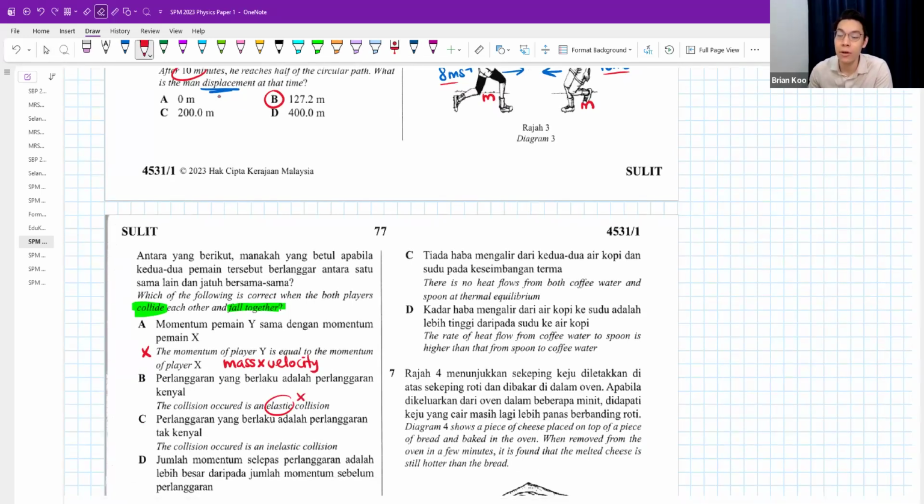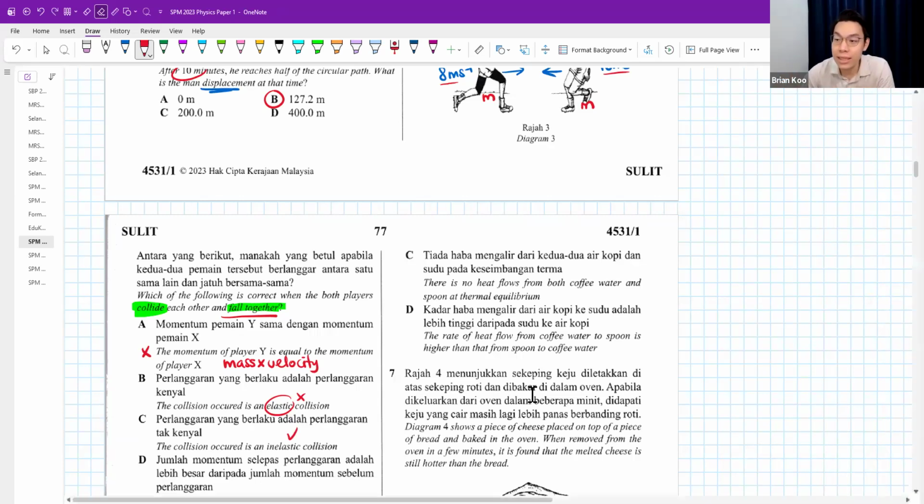Because they say they will fall together. The question says they'll hit and then they'll fall down together. Falling together means it will not hit and bounce off. Hit and bounce is elastic, like a rubber band, very bouncy, or like a spring. I think it is inelastic.